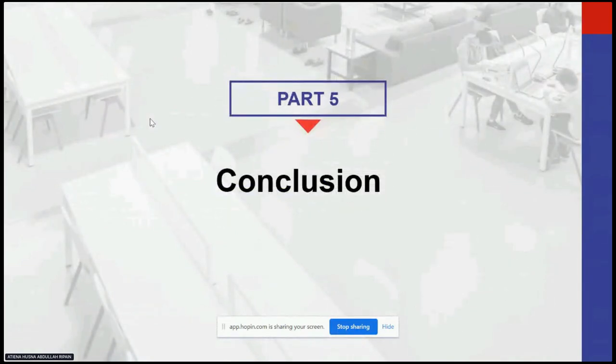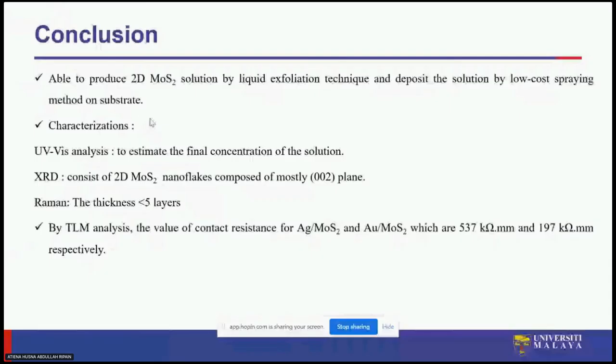So for the conclusion, the last part, we are able to produce 2D MoS2 solutions by liquid exfoliation technique and deposited the solution by low-cost spray method on substrate. Second, the characterization: UV-Vis to estimate the final concentration of the solutions. XRD, you can say that the thin film consists of 2D MoS2 nanoflakes composed of the 002 plane. For the Raman, the thickness is less than 5 layers, and by TLM analysis, the values for contact resistance of silver and gold are 47 and 197 kilo-ohm millimeter respectively.